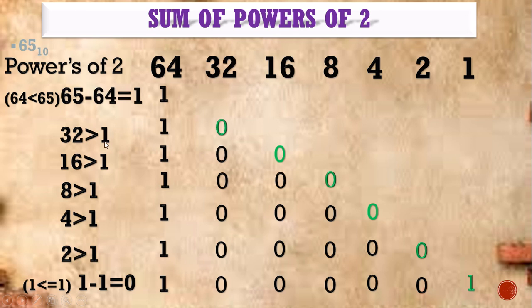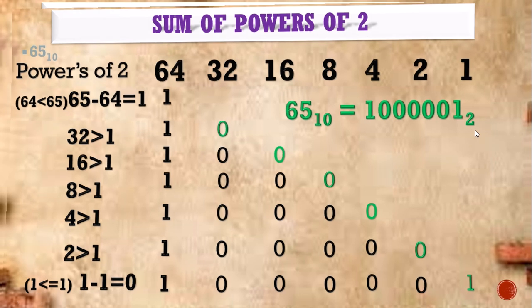Now the given value becomes 1. So since all these numbers are greater than 1, we have given 0. The last digit is the 1. Since this is equal to 1, we have placed 1. So this is another method to find the binary value for a decimal. So 65 base 10 is the decimal value, and its equivalent binary value is this one.